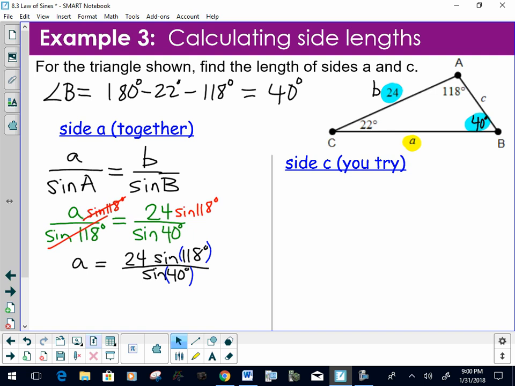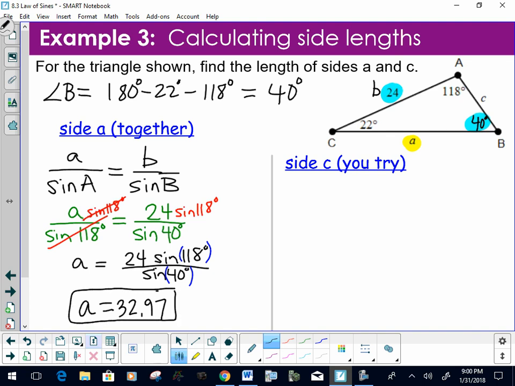And so if you calculate that, you should find that the length of side A is 32.97 units. So that's side A. And let's try that one more time to find side C. So this time, the thing we're looking for is side C. So we'll divide that by the sine of angle C.